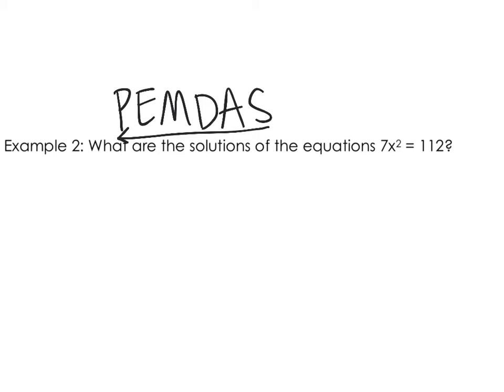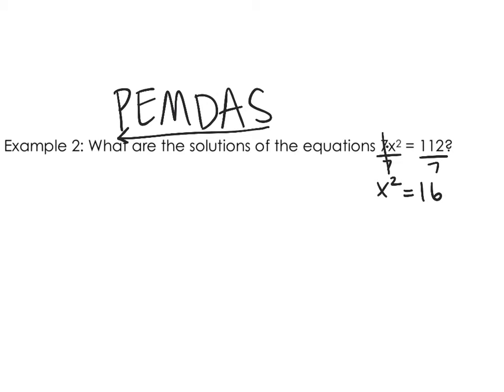So this is super helpful in this section. Looking at this problem, I do not have any adding or subtracting, but I do have multiplying. So that 7 I'm going to get rid of because it's multiplied. I'm going to divide by 7 before I'm able to get rid of that squared. So when I type that in my calculator, I get x squared equals 16.